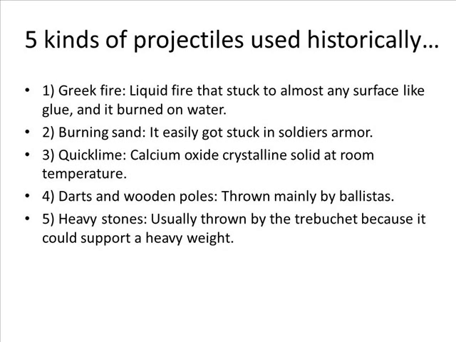The third one is the quicklime, a calcium oxide crystalline solid at room temperature. The fourth one were darts and wooden poles, thrown mainly by ballistas. And the fifth one were heavy stones, usually thrown by the trebuchet because it could support a heavy weight.